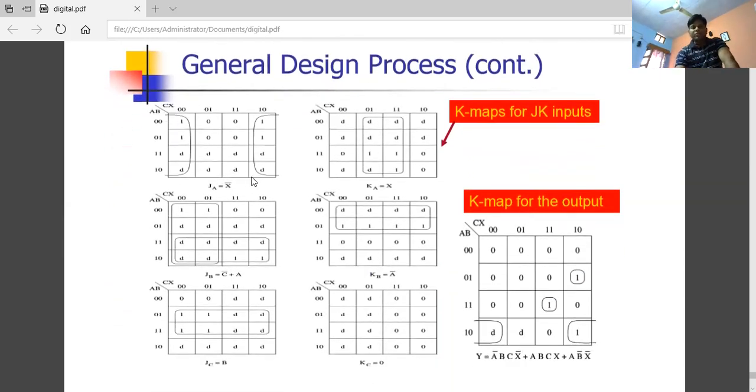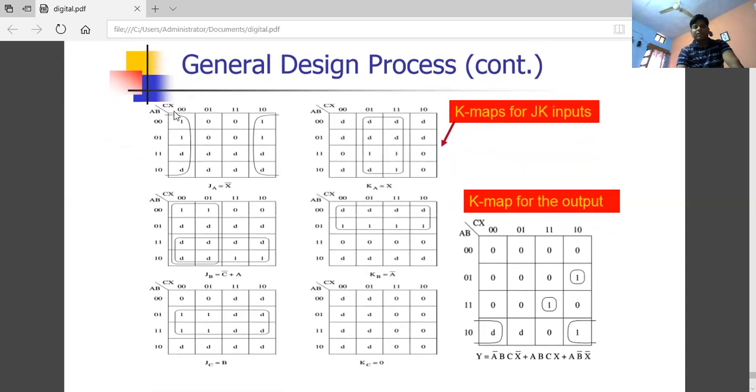We have to draw JA. We have the K-map solution, so we have to solve JA using the K-map. ABC is the input section, and X is also an input, with X equal to 0 or X equal to 1, and the corresponding output is there. So we have ABC, a 4 by 4 matrix, the corresponding K-map. So we have to find out the value of JA.